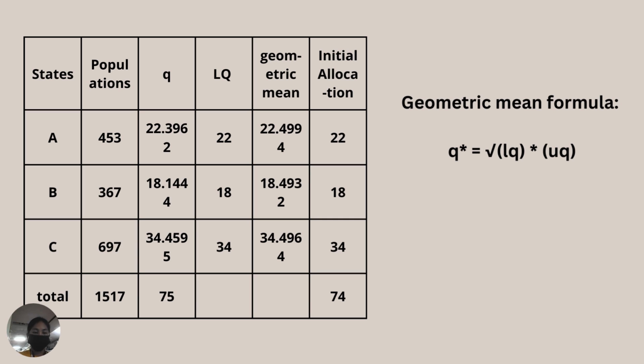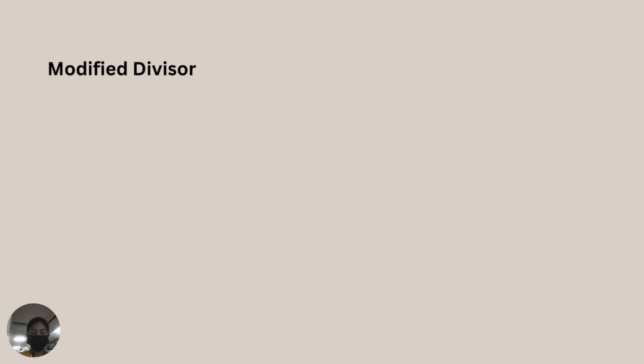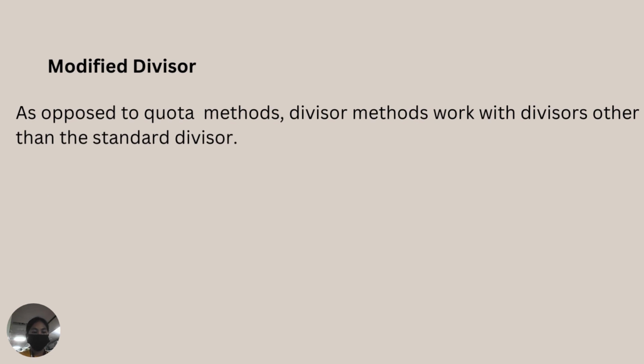They are not balanced with the quota. So in order to be balanced, we are going to use the modified divisor. First, we are going to define what the modified divisor is. Modified divisor as opposed to quota method: divisor methods work with divisors other than the standard divisors. So here is how modified divisors work.